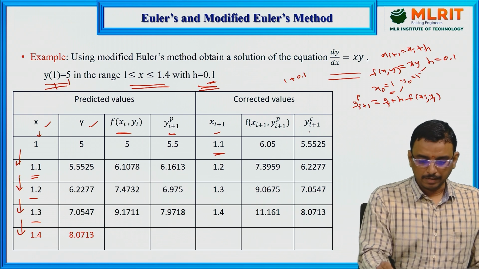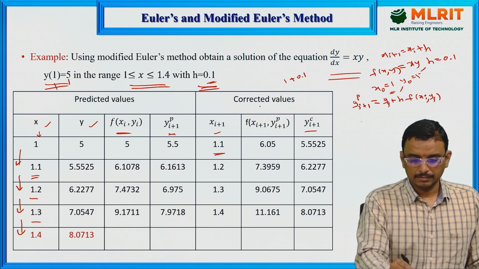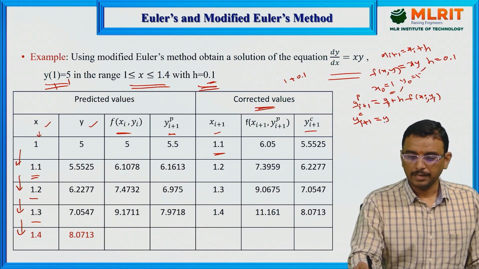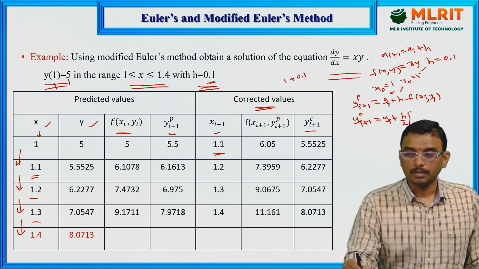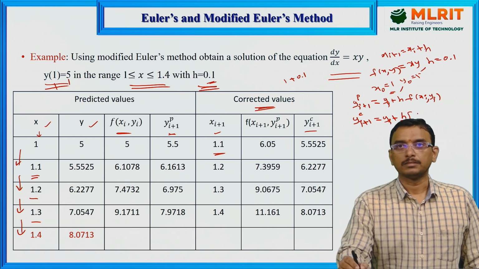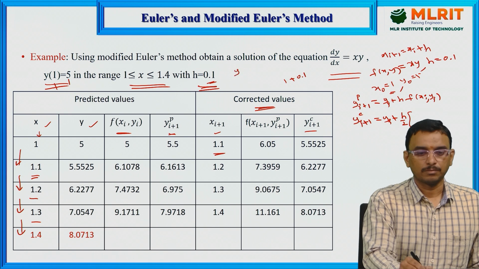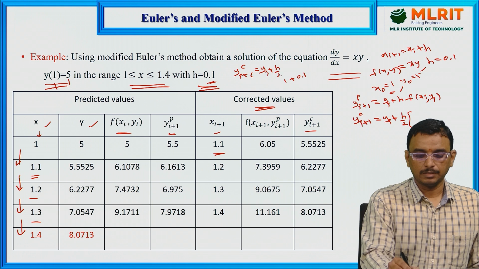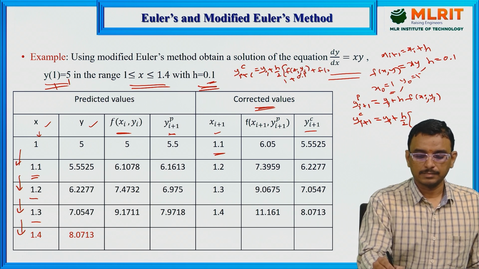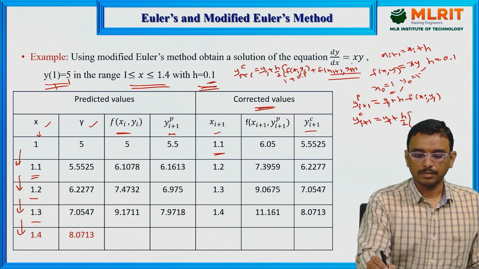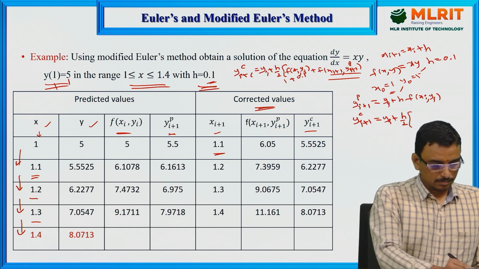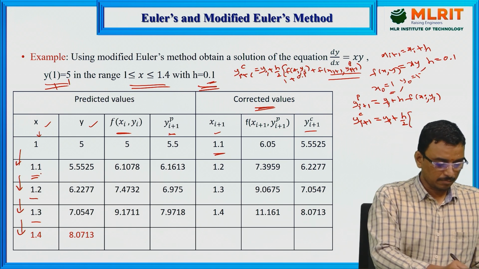Now y i plus 1 of c, the corrected value, we get from this formula: y i plus 1 of c is equal to y i plus h by 2 into f of x i comma y i plus f of x i plus 1 comma y i plus 1 of p, the predicted value. Now we are improving the values of x, so we will get up to 1.4.